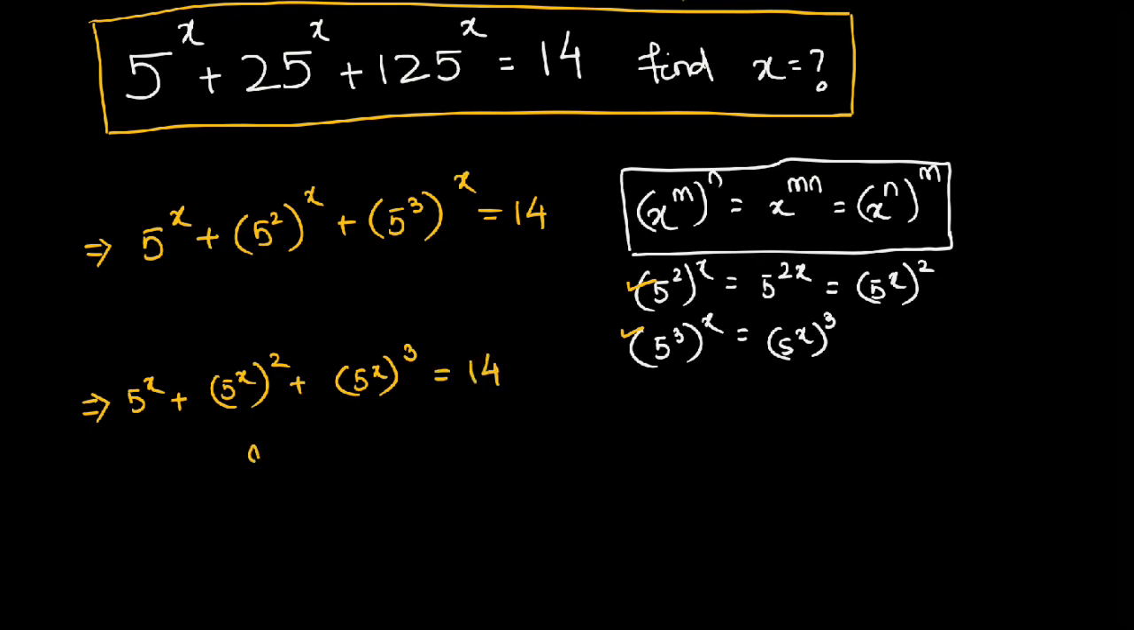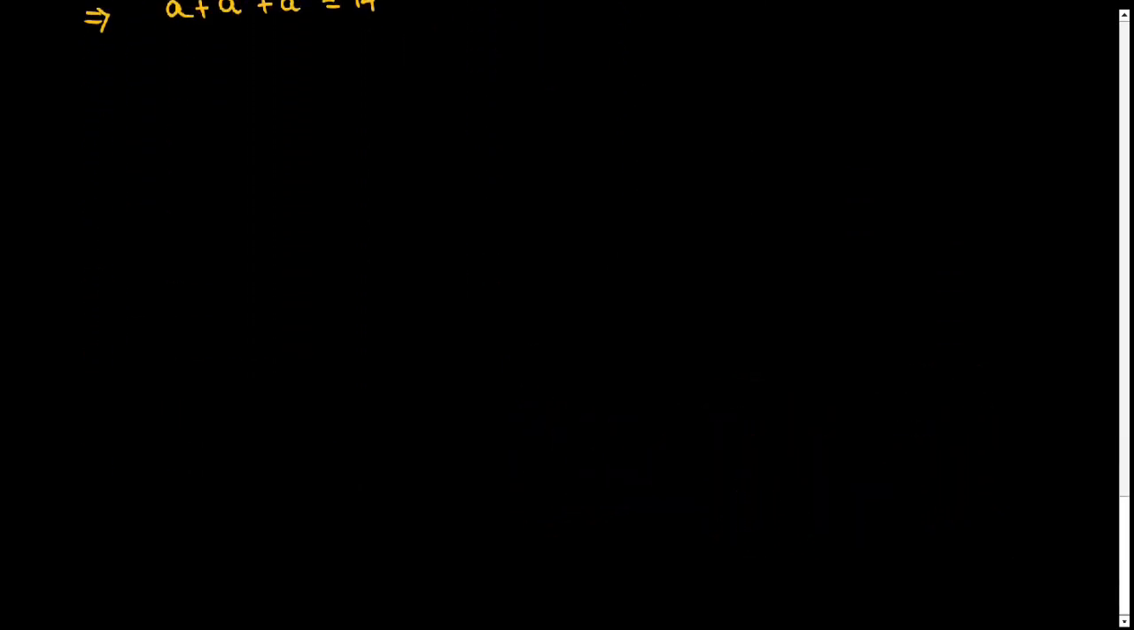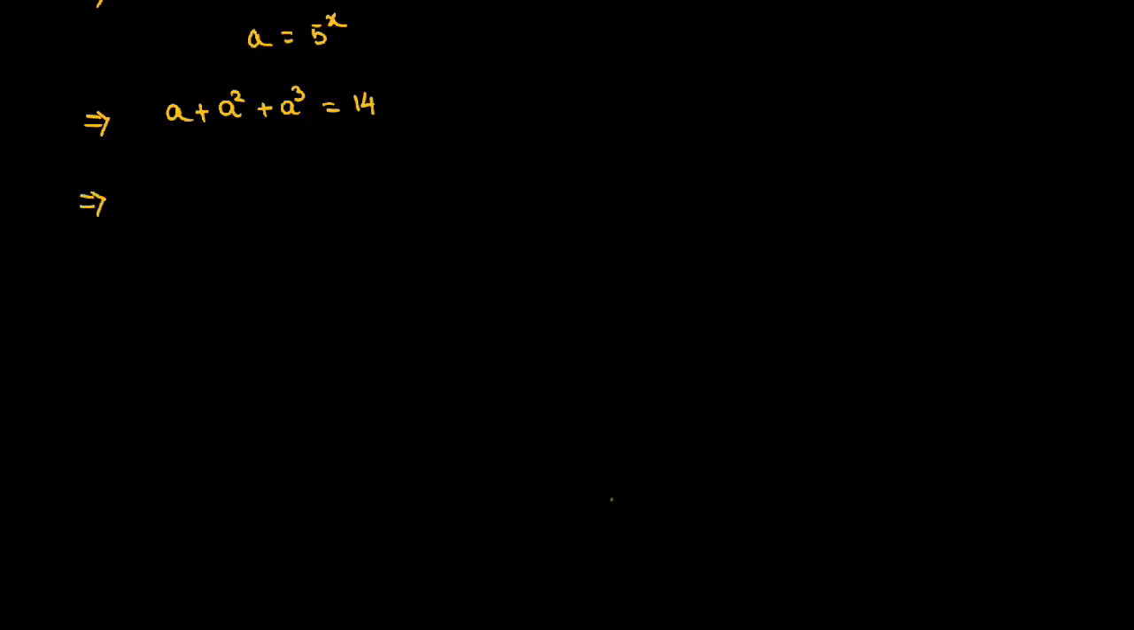Let us consider a is equal to 5 to the power x. Hence, we can write this equation as a plus a square plus a cube is equal to 14. Now, we will bring this 14 to the left hand side of this equation and we can write this as a cube plus a square plus a minus 14 is equal to 0. Let us apply the remainder theorem to find the value of a.